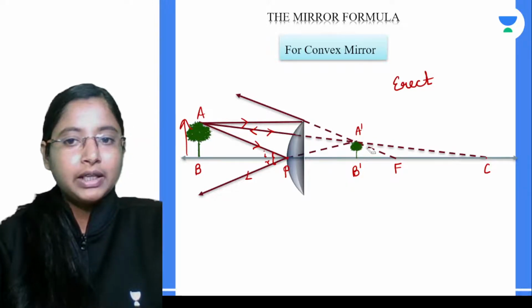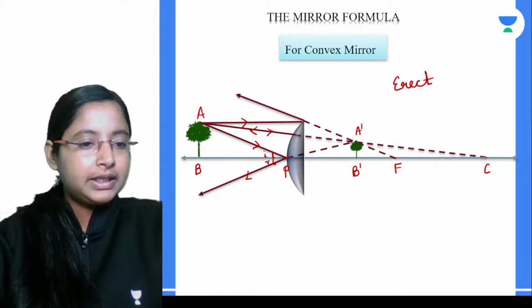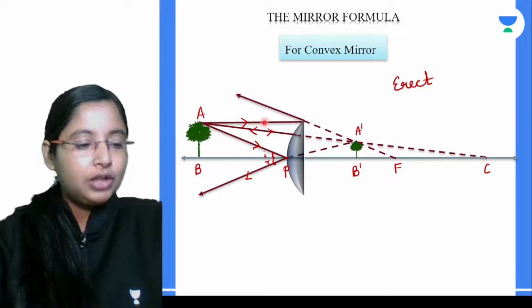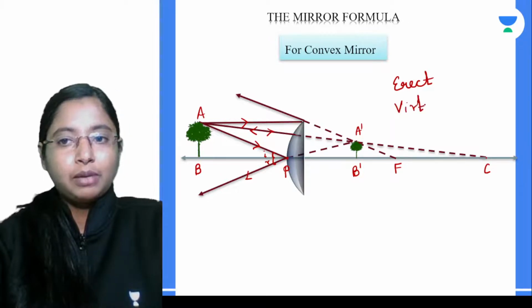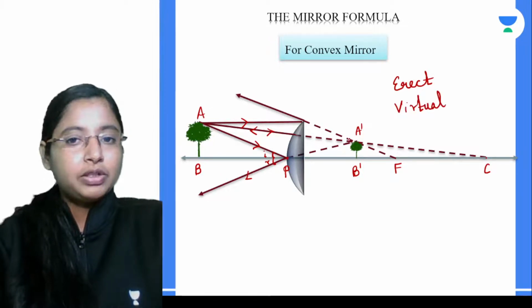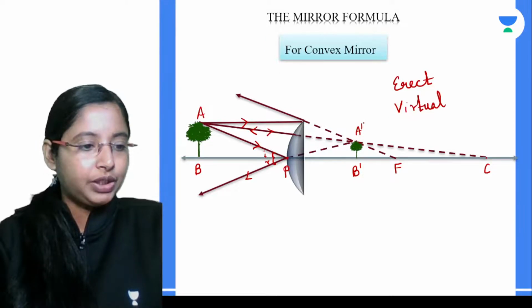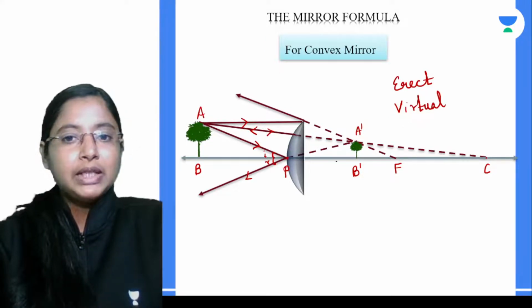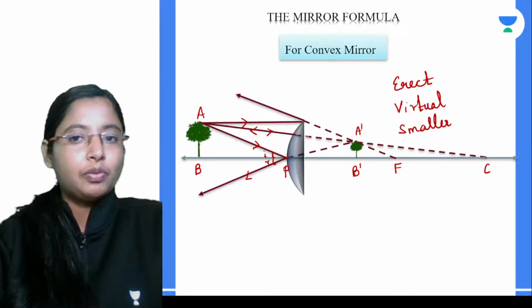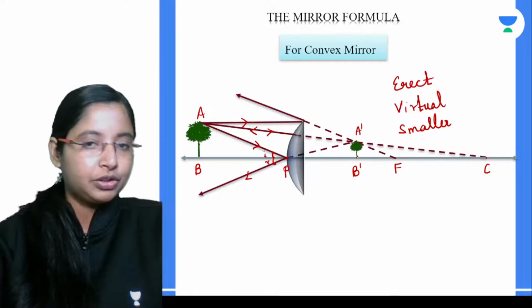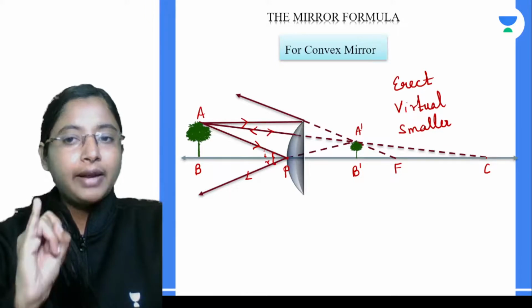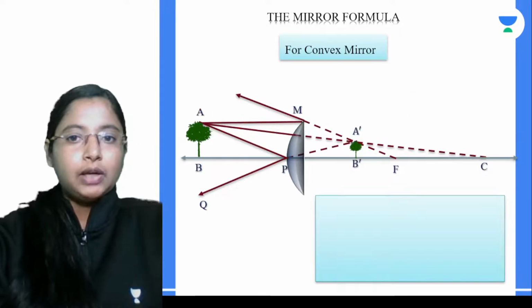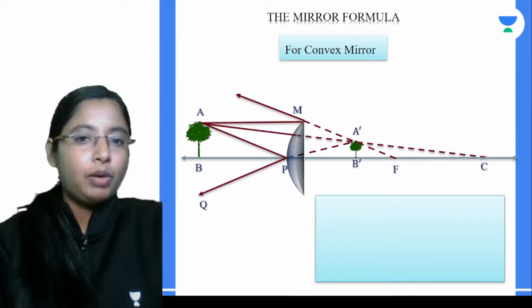So the image is erect, and all the rays in this case are diverging. If the rays are diverging, obviously in this case we have a virtual image, because the rays were extended to meet at this point over here. Apart from this, the size of the image is obviously smaller than the object, which means the size of the image is diminished. So for a convex mirror, the image formed is erect, virtual, and smaller. Alright, now let's quickly do the mirror formula for the convex mirror.